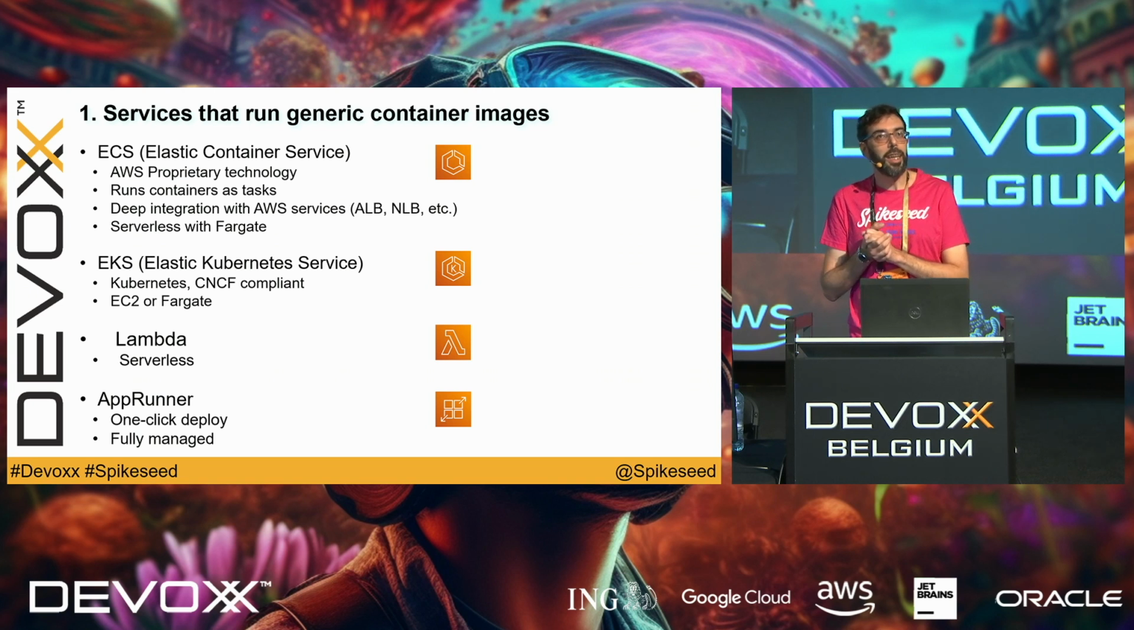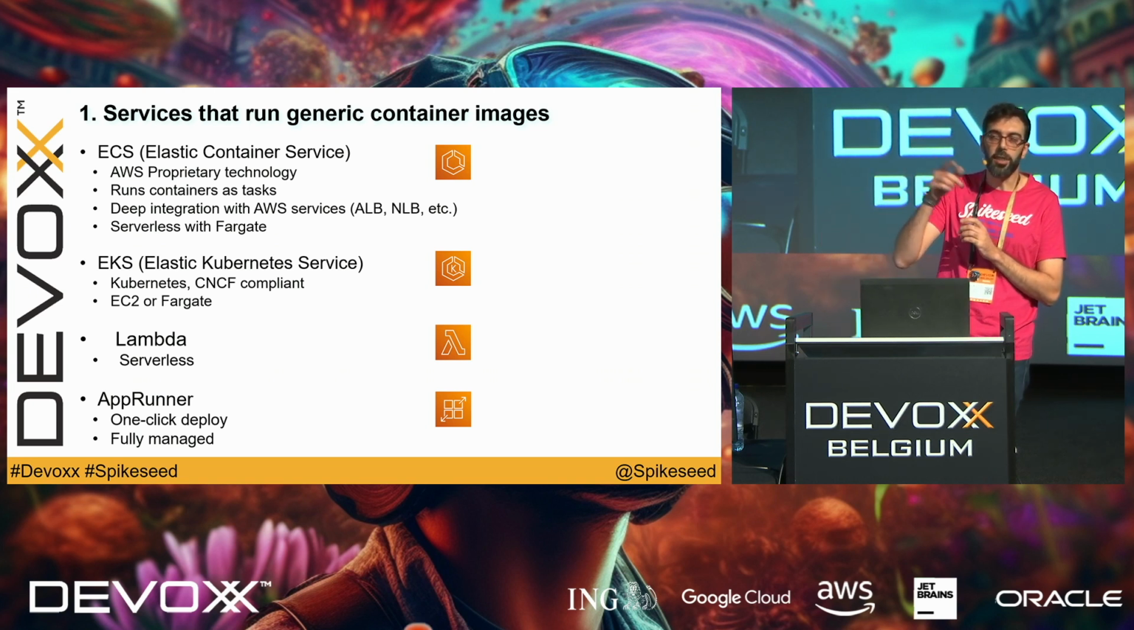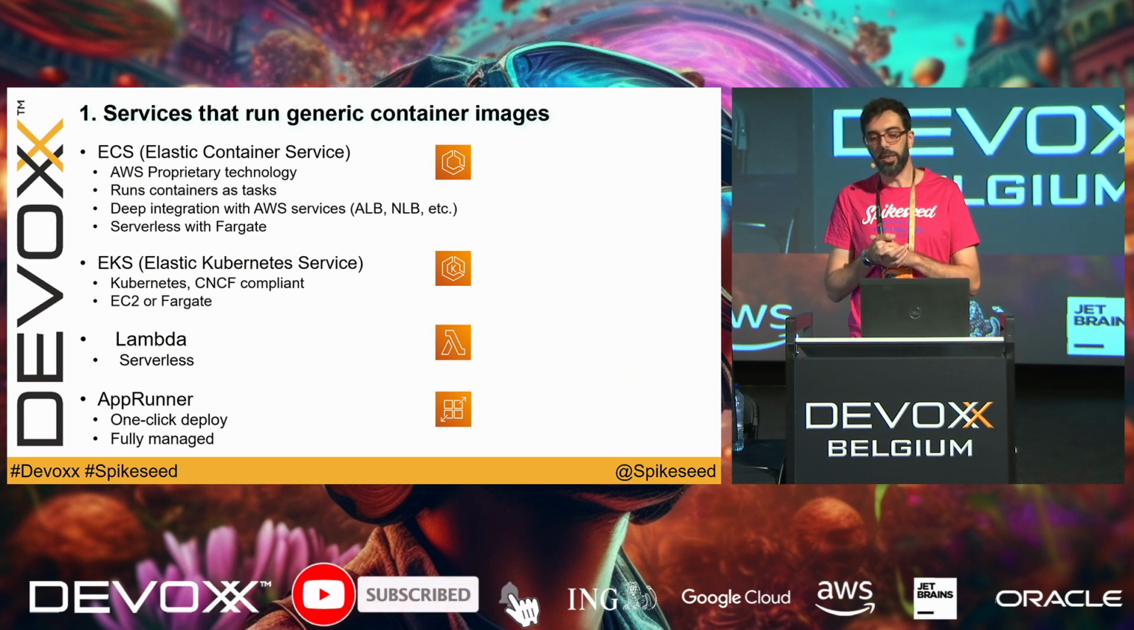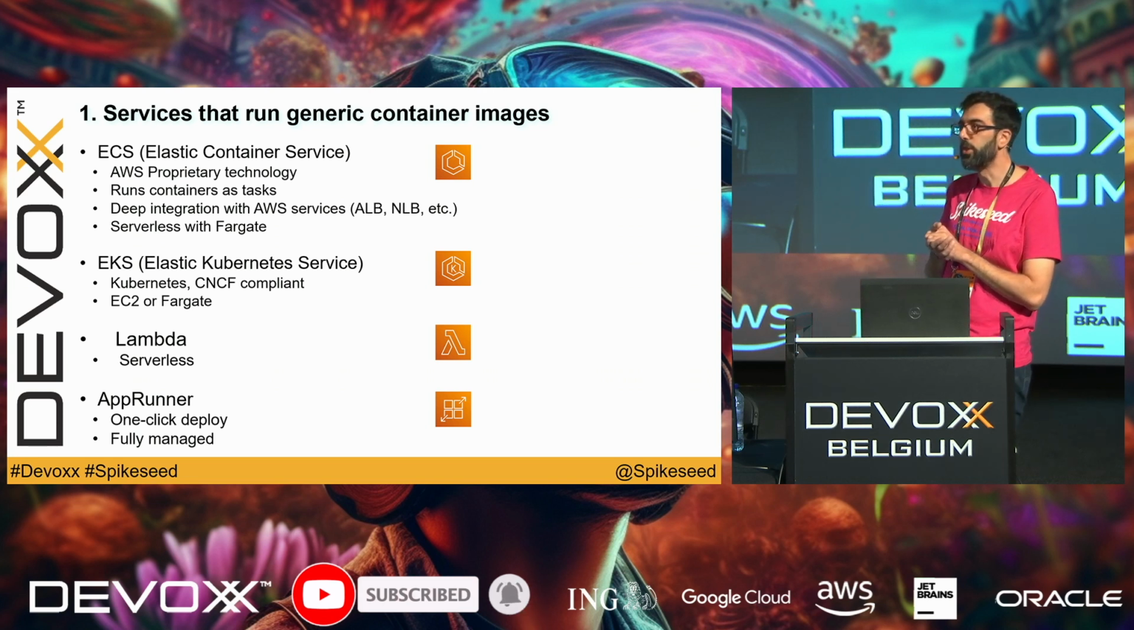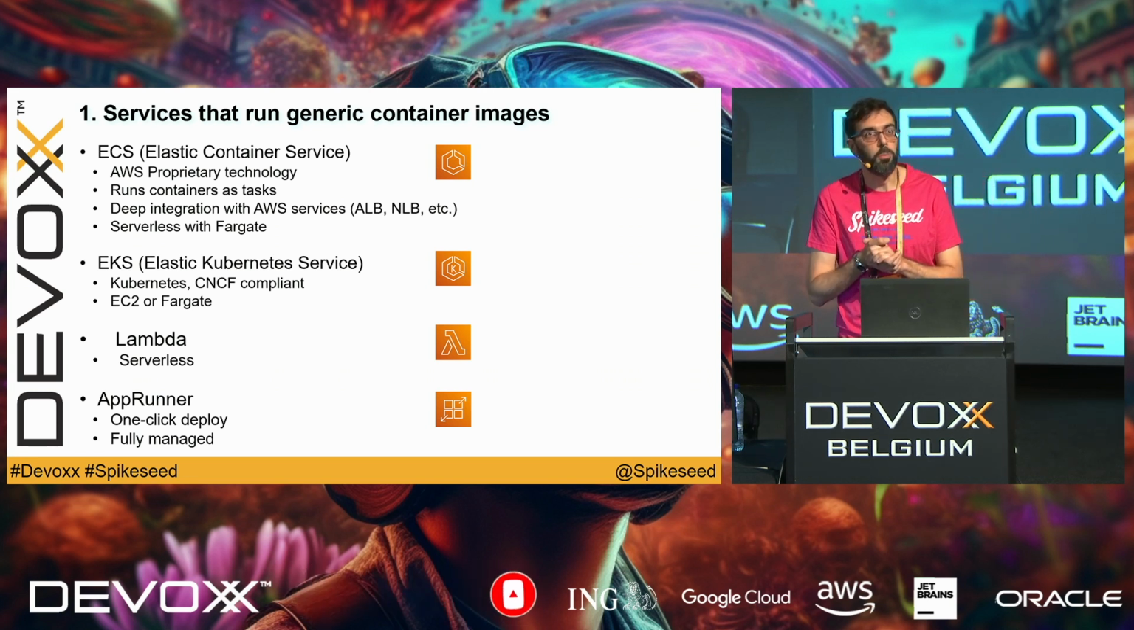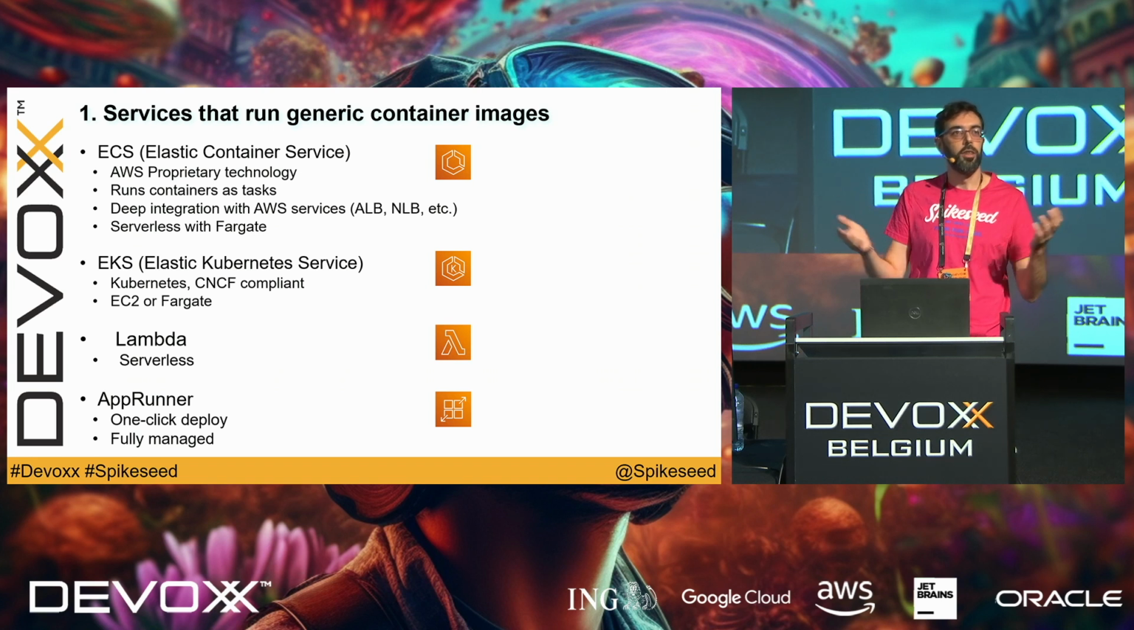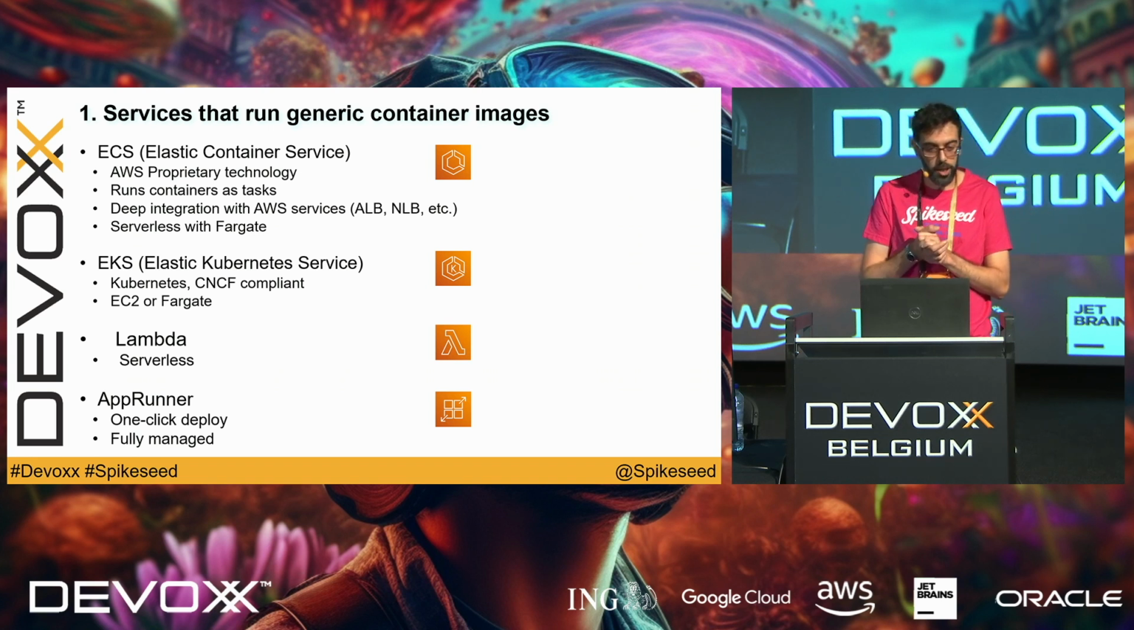Second choice is EKS. There is a K instead of a C. The K stands for Kubernetes. So this is actually Kubernetes, as you know, CNCF compliant. It is the managed Amazon distribution of Kubernetes.